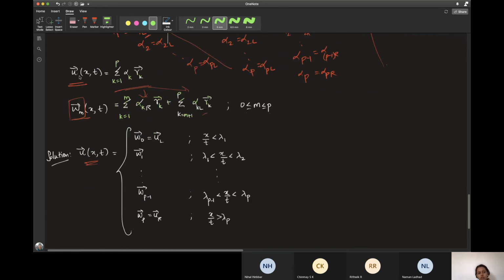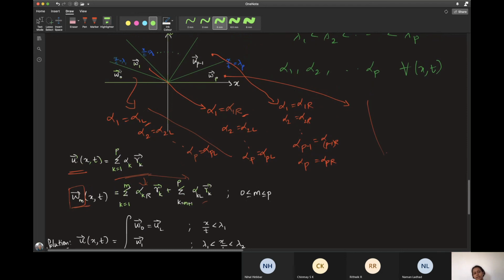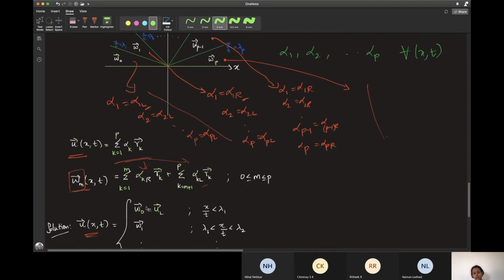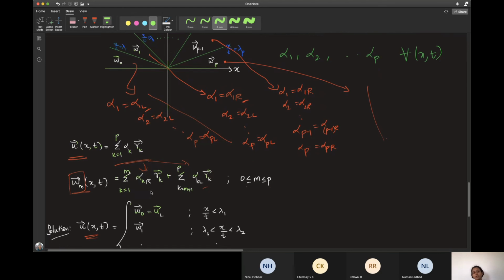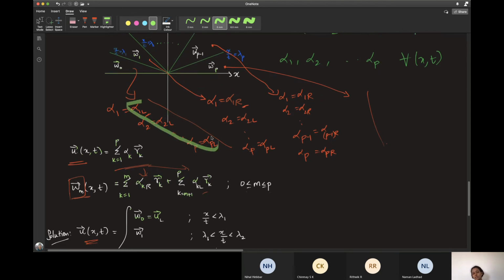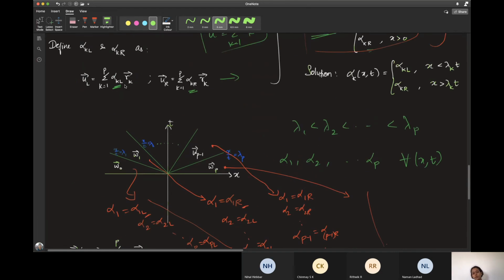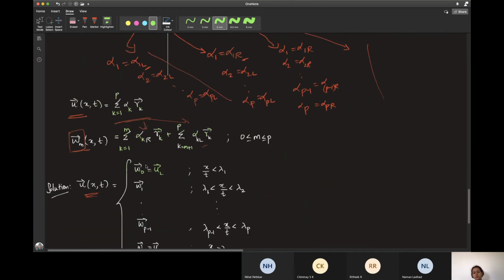So now the solution U vector of x comma t can be written as something like this. That is towards x by t less than lambda 1, in this region. This is x by t equals lambda 1. So for x by t less than lambda 1, this is the region. You have W naught as the solution, which is just UL vector, because W naught is just the summation of these things with RK vectors accordingly. All of these are L. So this was what our UL was. So W naught is UL.